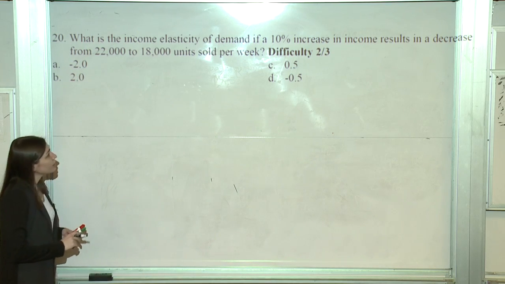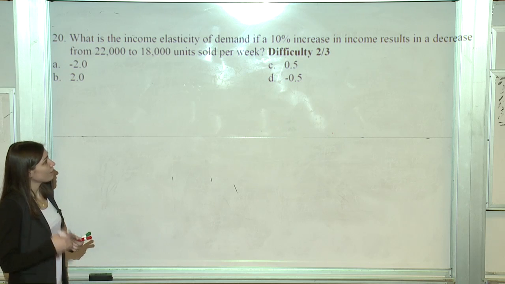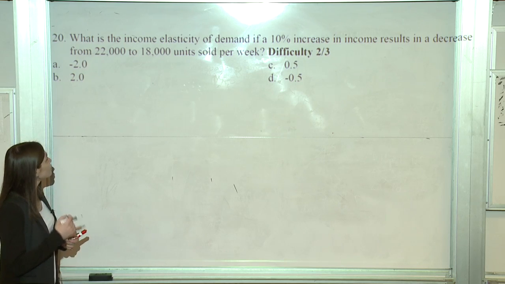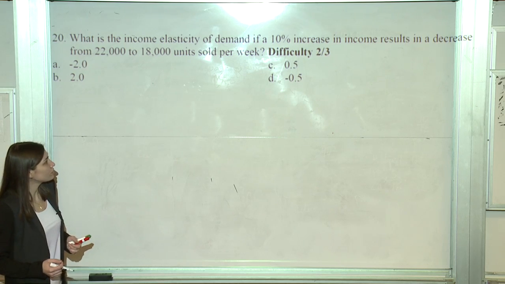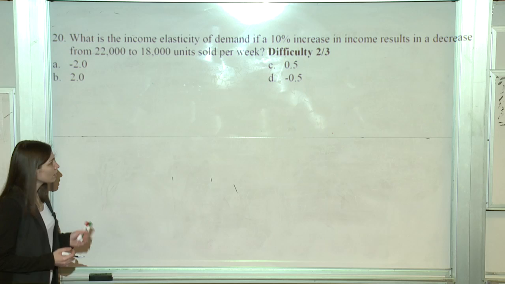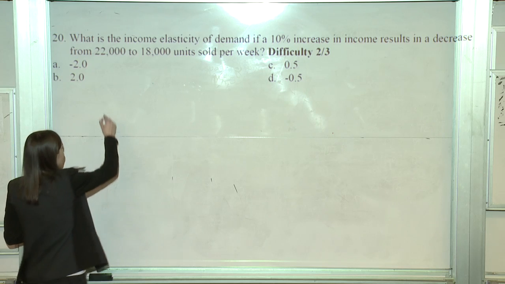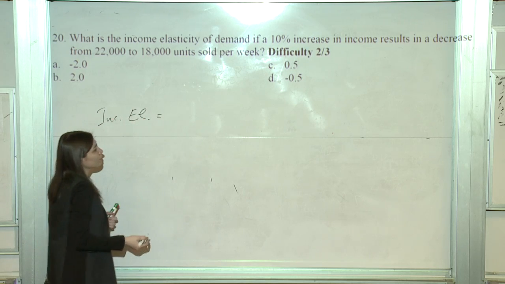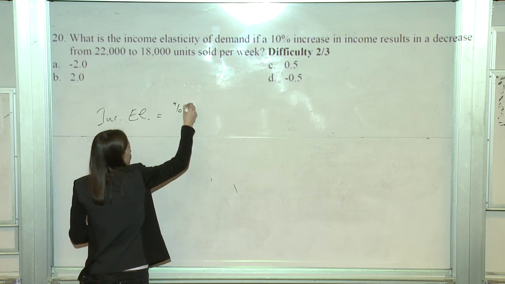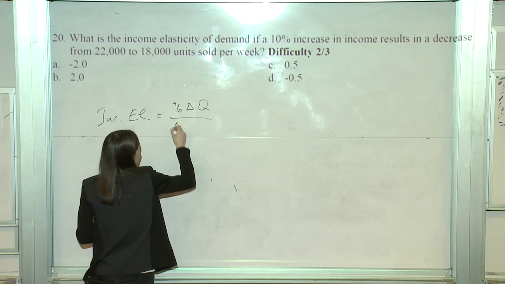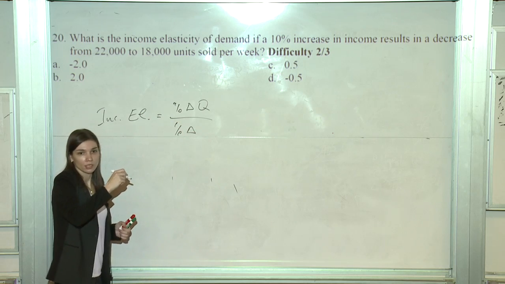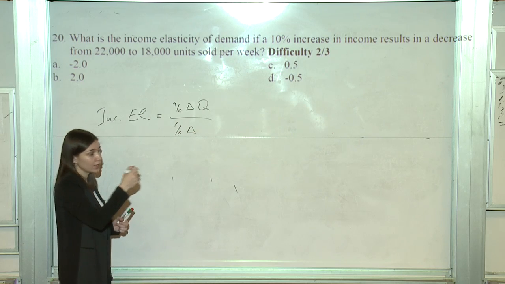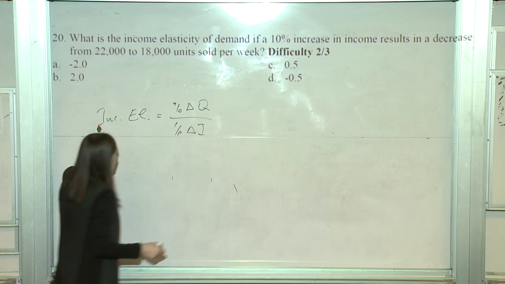What is the income elasticity of demand if a 10% increase in income results in a decrease from 22,000 to 18,000 units sold per week? So income elasticity, the formula for that is the percentage change in quantity over the percentage change in what? In income, right? That's because that's income elasticity.